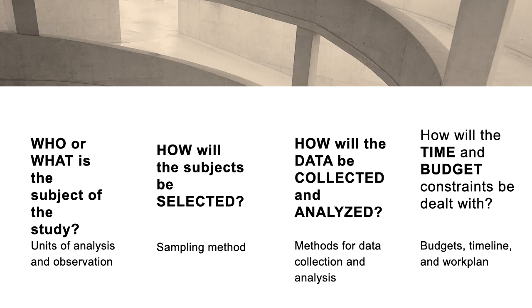Finally, how will the time and budget constraints be dealt with? The research design is a plan of action. Any research proposal, whether for a thesis or an applied research project in our company, should include a budget, timeline, and work plan, which describes the resources, logistics, and time that you will need to complete your study. This is also a very useful tool for evaluating how feasible or doable your proposed project will be.